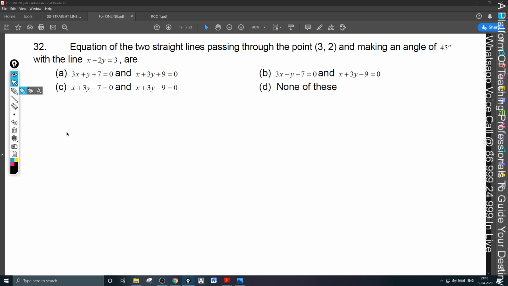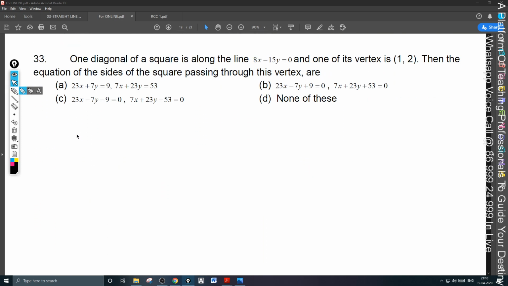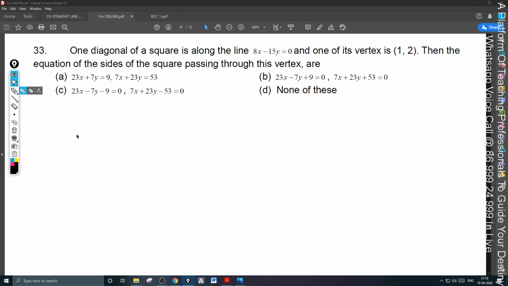Let us go through the next question, 33. One diagonal of a square is along the line 8x minus 15y is equal to 0. That means it passes through the origin there. And one of its vertices is 1, 2. Then the equations of the sides of the square passing through this vertex are.